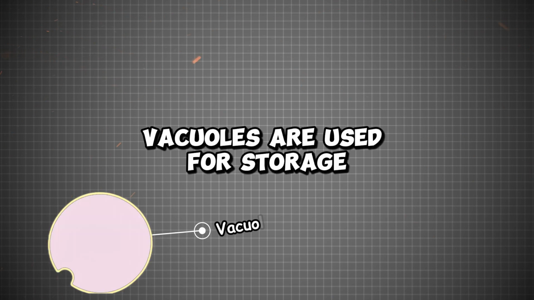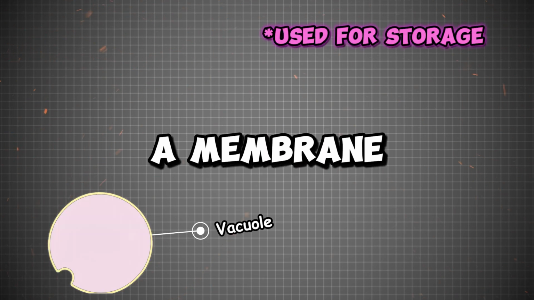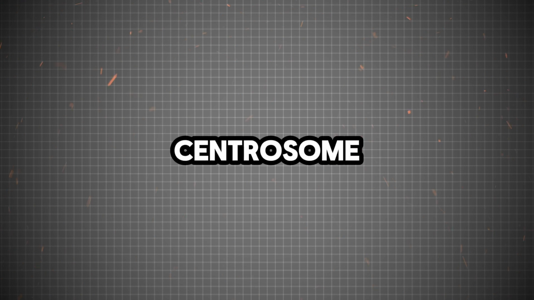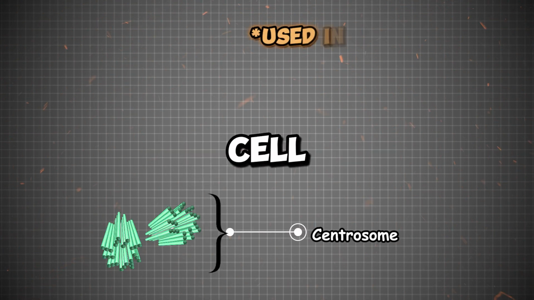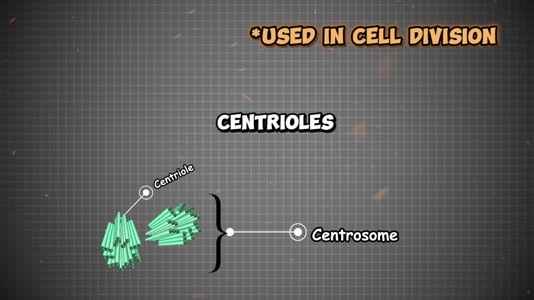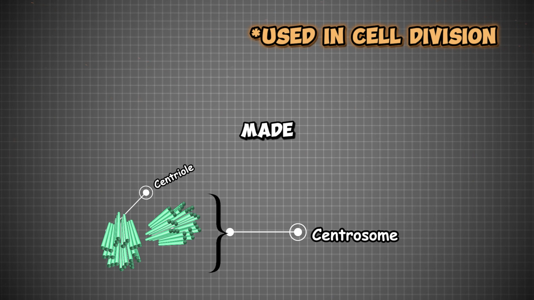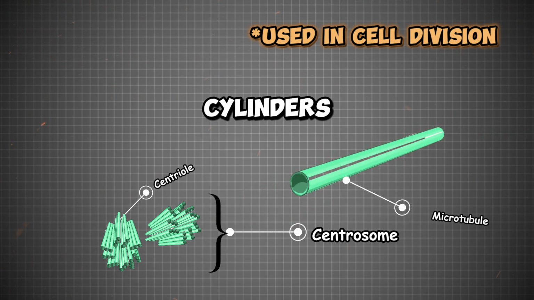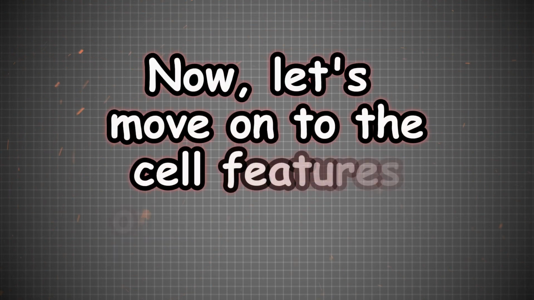Vacuoles. Vacuoles are used for storage and are surrounded by a membrane called tonoplast. Centrosomes. Centrosomes are used in cell division and are made up of two centrioles. Centrioles are cylinders made up of microtubules, which are also cylinders. Now let's move on to the cell features of prokaryotes.